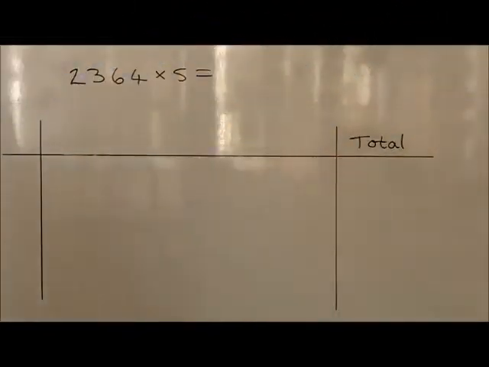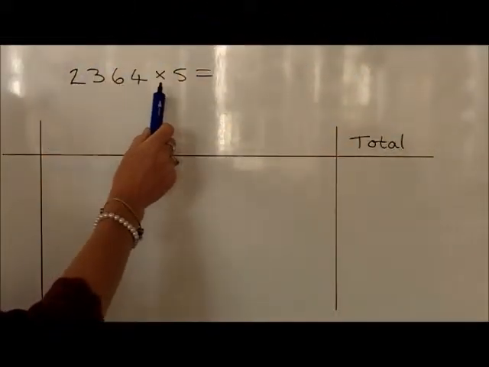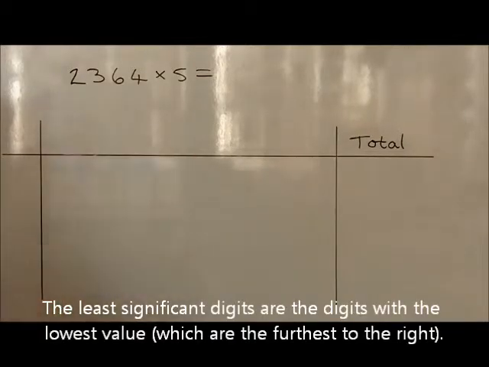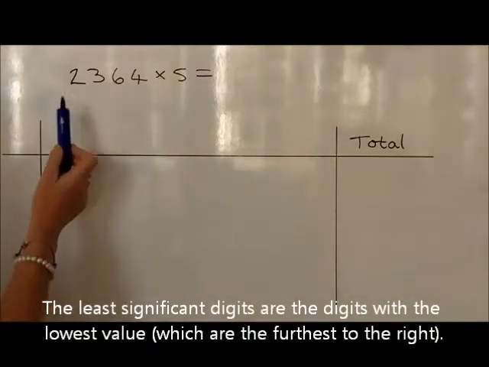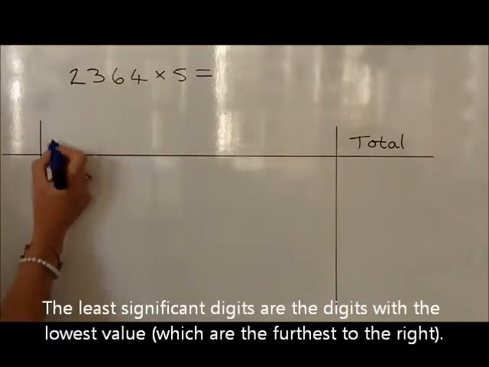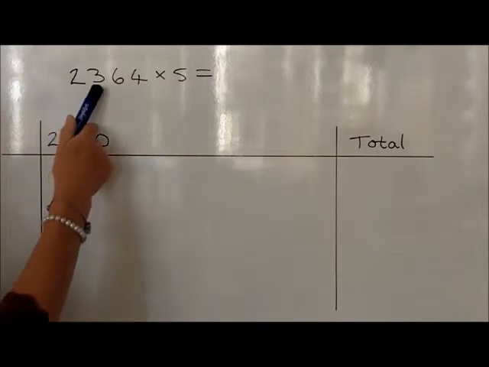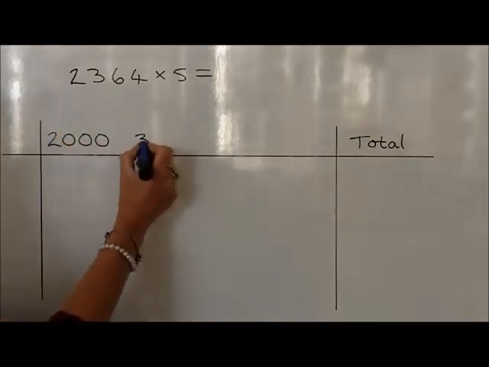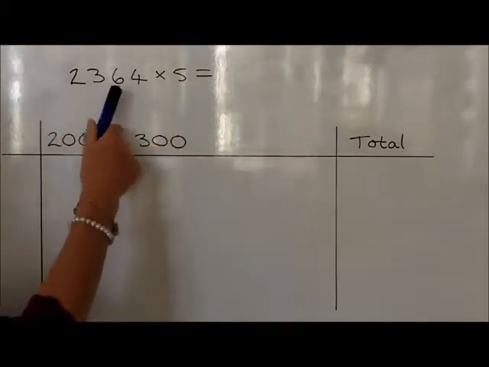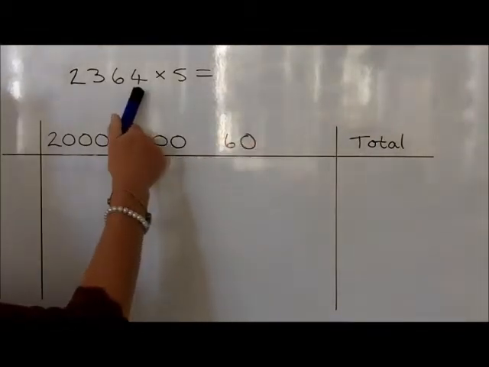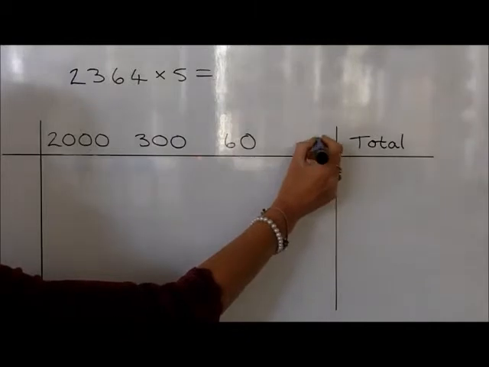With the question 2,364 times by 5, we start off by partitioning the 2,364. We write this as 2 in the thousands, which is 2,000, 3 in the hundreds, which is 300, 6 in the tens, which is 60, and then a 4 in the units, which is 4.